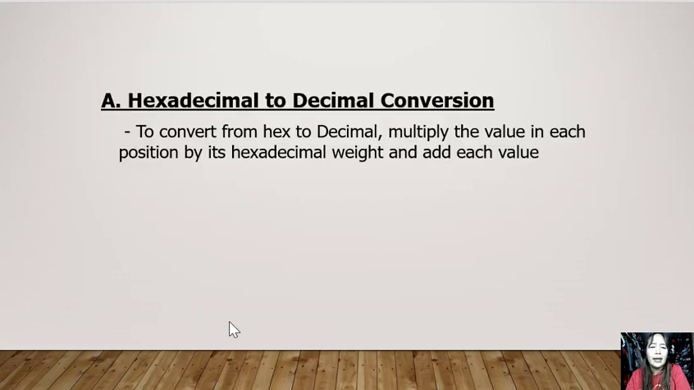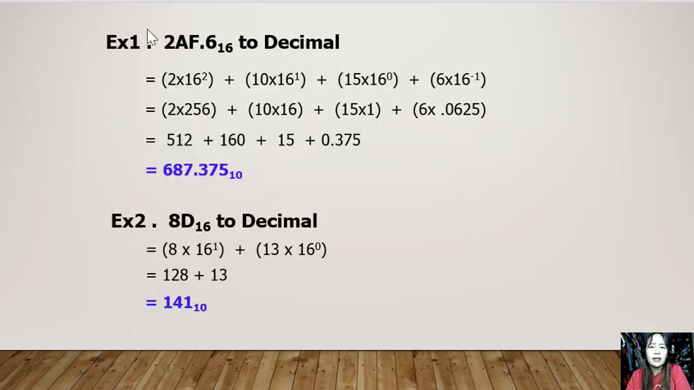Okay, now the next one, and this is not letter A but rather letter C, is the conversion from hexadecimal to decimal. So again, to convert from hexadecimal to decimal, just like your binary and your octal, in this case we multiply the value in each position by its hexadecimal weight, which is in this case 16, and then we add each value. So for instance, you have 2AF.6 in hexadecimal to decimal.